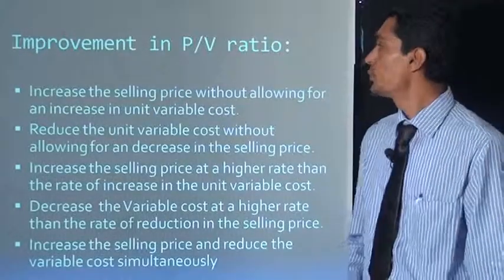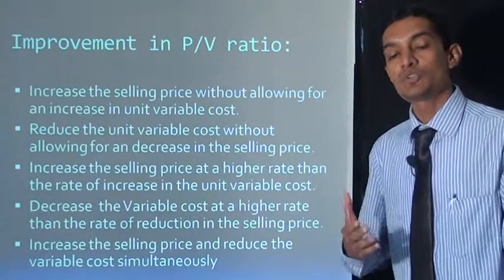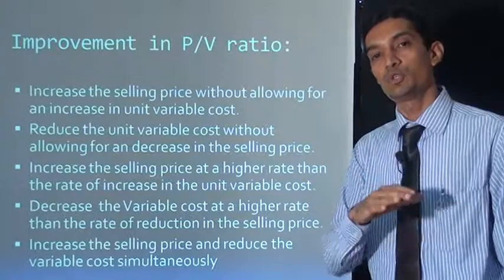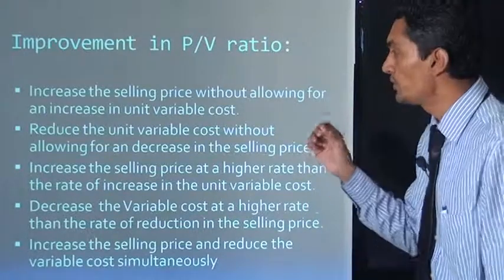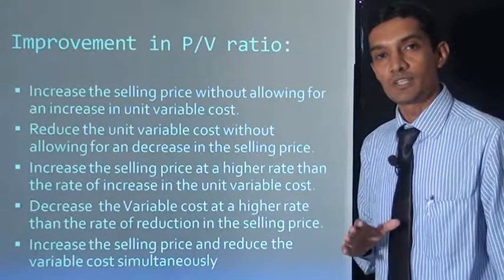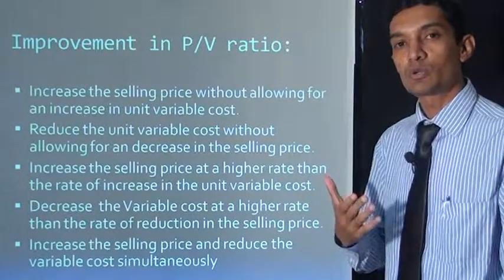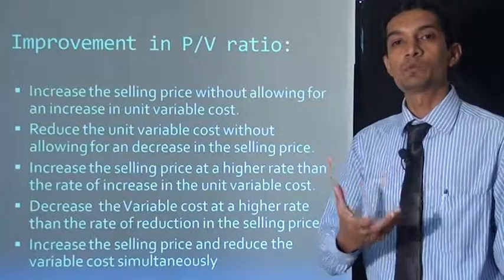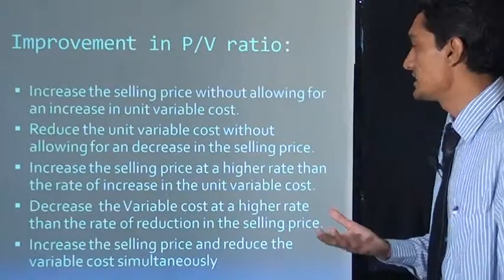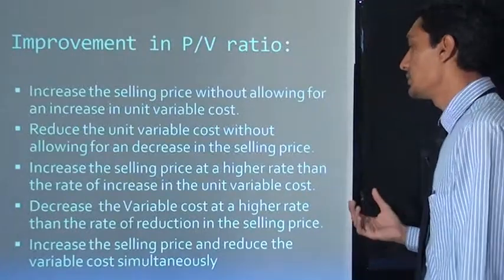Next, how to improve our PV ratio? First is to increase the selling price, without allowing an increase in unit variable cost. Selling price increases, variable cost does not increase. Next is to reduce the unit variable cost. If you reduce your variable cost, you can improve your PV ratio more and more. Decrease the selling price: means your selling price is decreased. Increase the selling price at a higher rate than the rate of increase in the unit variable cost.